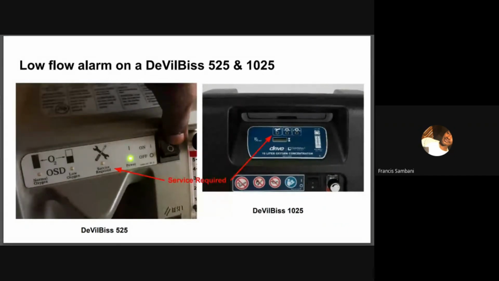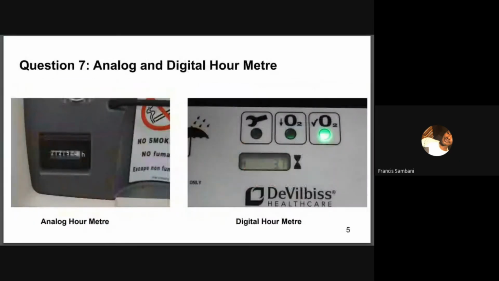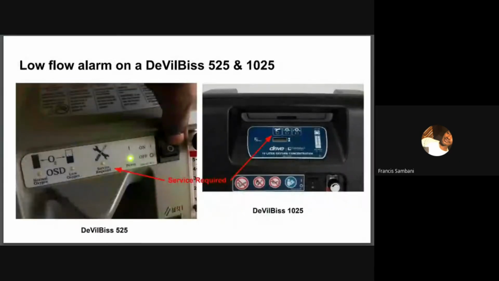And moving on to the last alarm that we'll cover today, that is the high flow alarm. We'll only talk about the Devilbiss 1025 on the high flow alarm. In the Devilbiss 1025, you get an audible alarm when the flow is set above 10 liters per minute, and the yellow light will turn on. You also get the low oxygen alarm when you set the flow above 10 liters per minute.